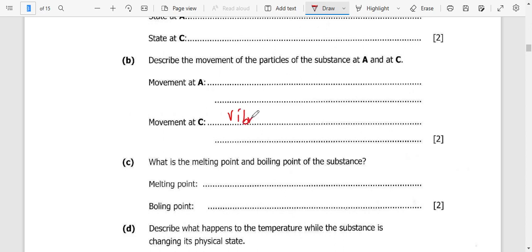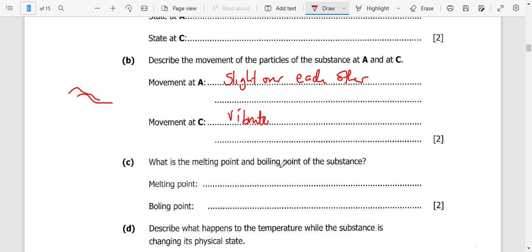So that's what they want. Movement. Okay, particles vibrate. So we want the movement, not the arrangement of particles. We want the movement of particles. What of in a liquid? How is the movement? Freely. Okay, particles are able to slide over each other. So they are able to move sliding past each other like that.